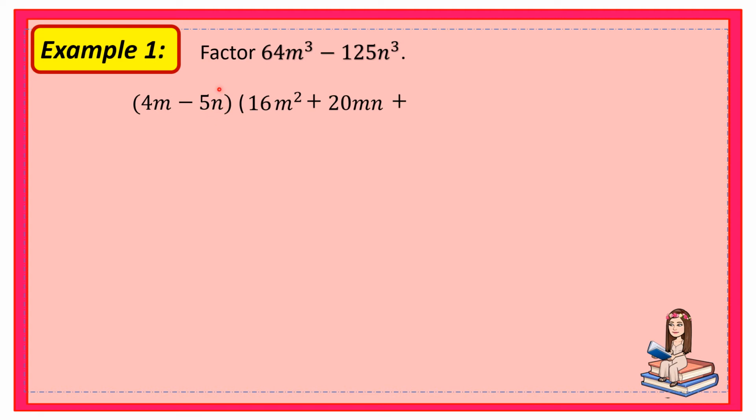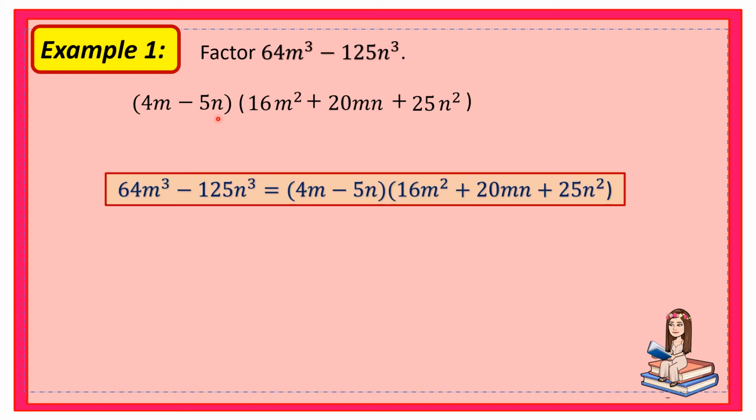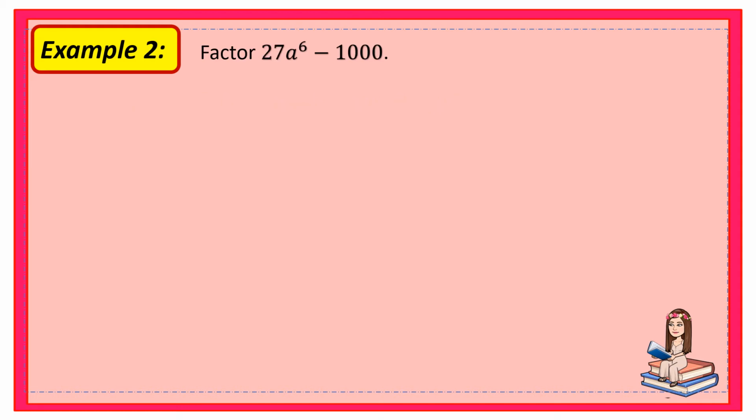Then, this time, we get the square of 5n naman. The square of 5 is 25. The square of n is n squared. And this is our factor. So, 64m cubed minus 125n cubed is the same as 4m minus 5n times 16m squared plus 20mn plus 25n squared. I hope na gets another example.